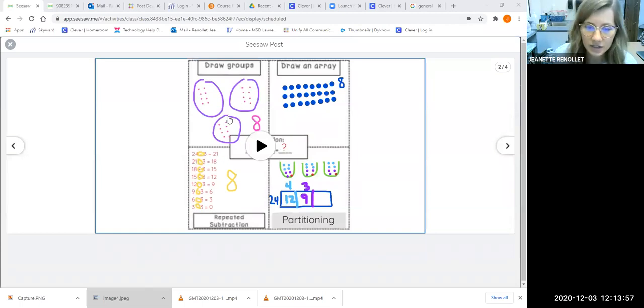Okay, so Mrs. Sousa is showing us how partitioning can really save us time. You saw with her array, it takes a long time to count 1 at a time. So as we get faster with division, we realize we can partition and put chunks into groups and count up to our dividend.